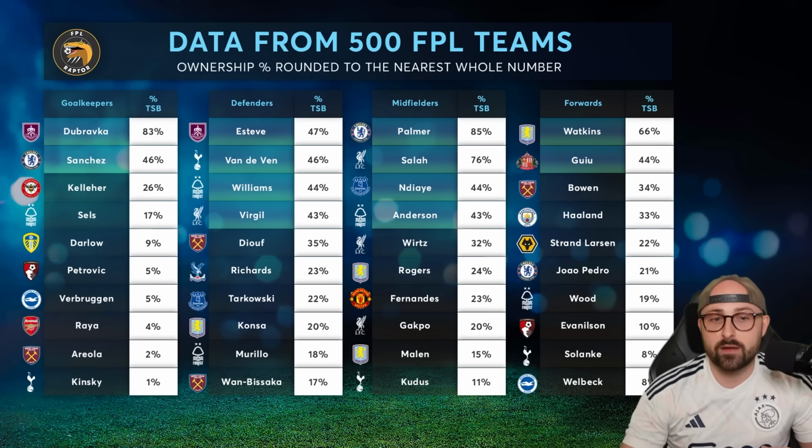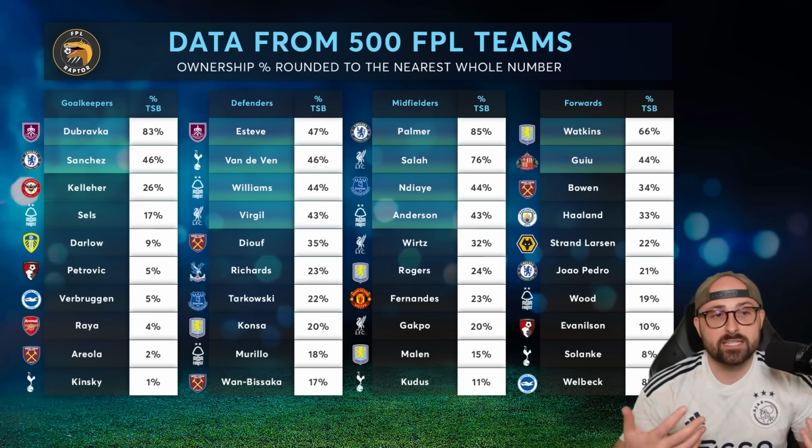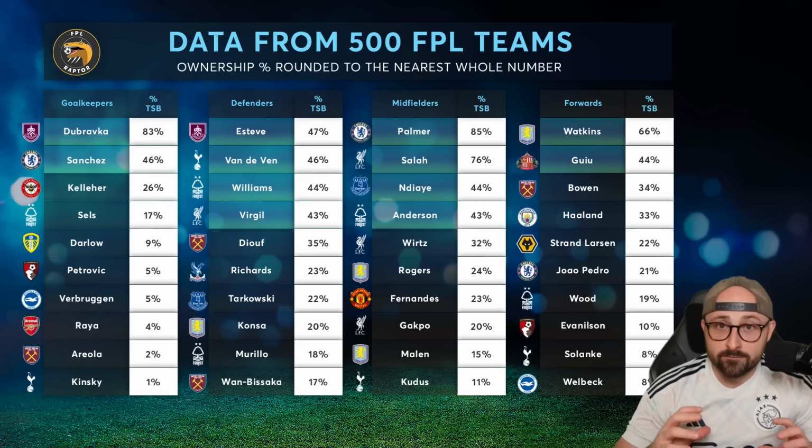You've then got to go down below 10% for the likes of Evanilson, Solanke, and Welbeck. So there we go. Sorry for that quite a long section, but this is kind of the meat of it. This is what I wanted to discuss. These are the highest owned players amongst those engaged managers. Now, I'm not saying that the 500 teams that I analysed on X is the best sample, by no means, right? This isn't exact science. It might have been if I carried on going to 1,000 that these percentages changed. But I think this starts to give us a very, very good idea of which players are forming the template.